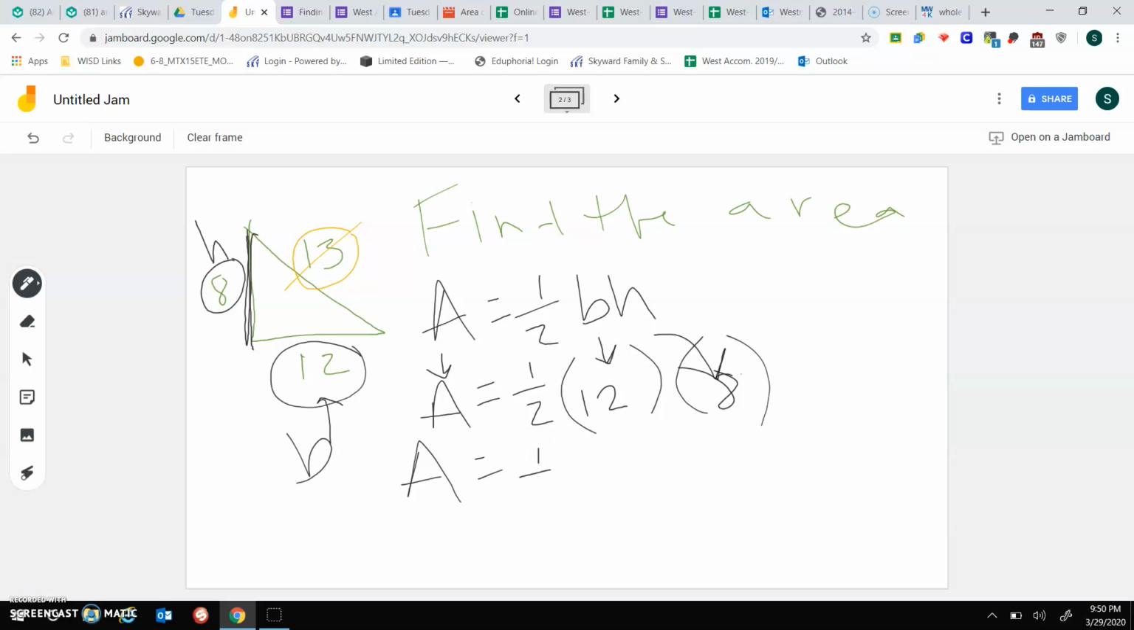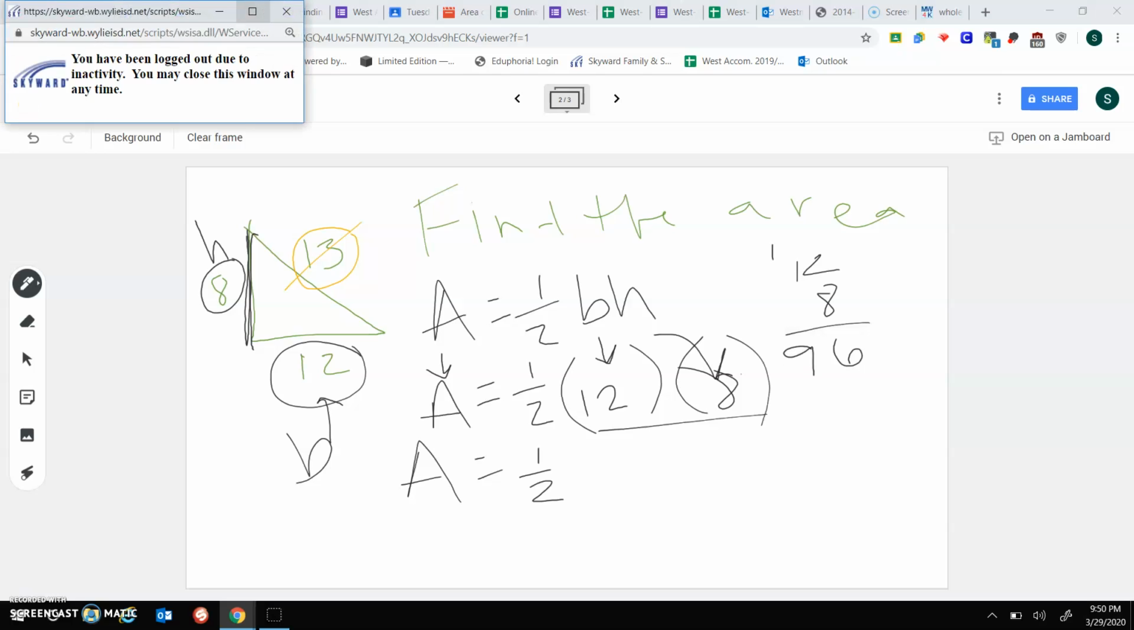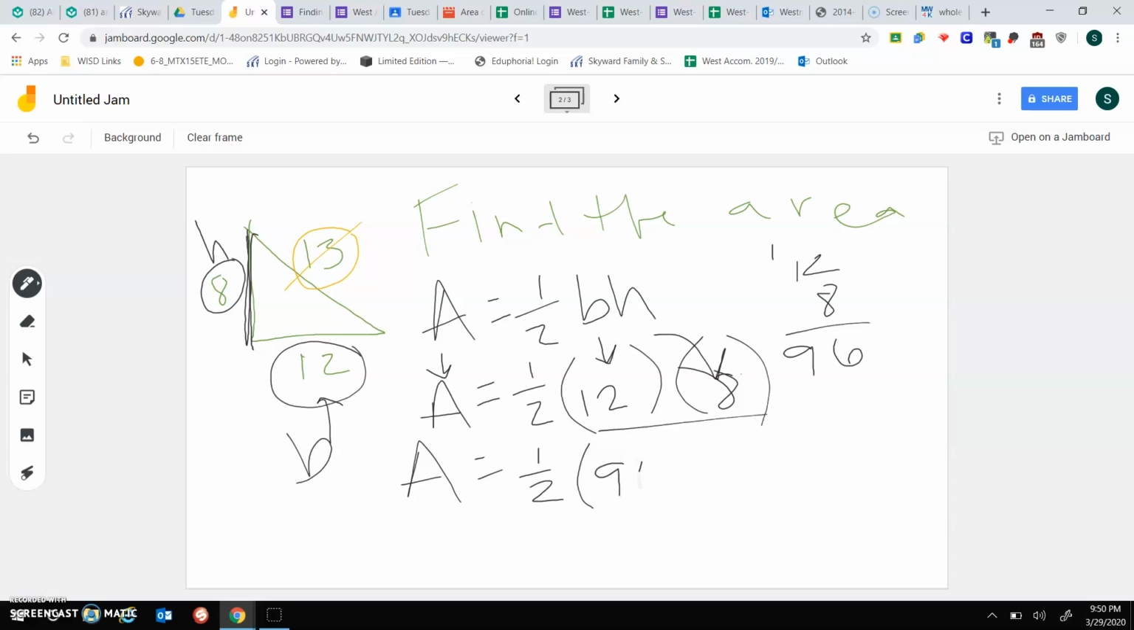We take, well, what's 1/2? What's 12 times 8? You can come over here and do 12 times 8. 8 times 2 is 16. 8 times 1 is 8, plus 1 is 9. So this is 1/2 times 96. Well, multiplying by 1/2 is the same thing as dividing by 2. So really, we just do, well, what is 96 divided by 2?